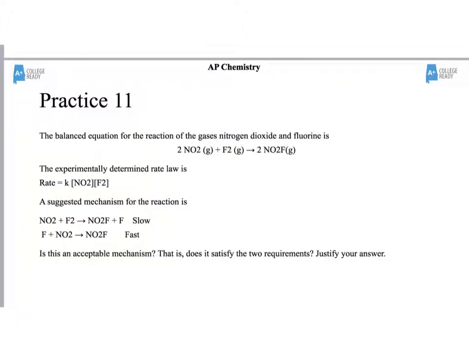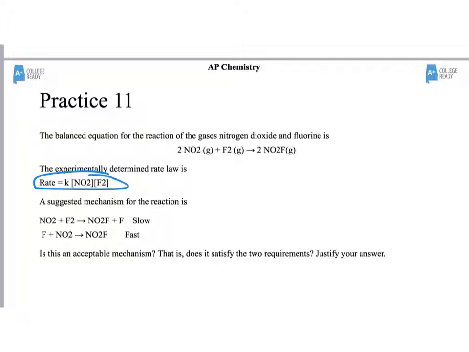All right, so let's look at a practice problem. We have nitrogen dioxide and fluorine reacting, and they're giving us an experimentally determined rate law. So there's our rate law. We know nitrogen dioxide is first order and fluorine is also first order. And they're going to give us a suggested mechanism. So let's look at our suggested mechanism.